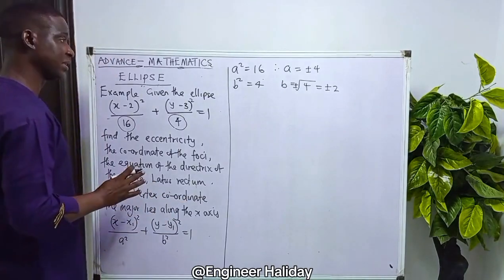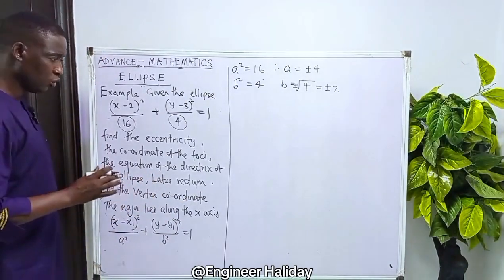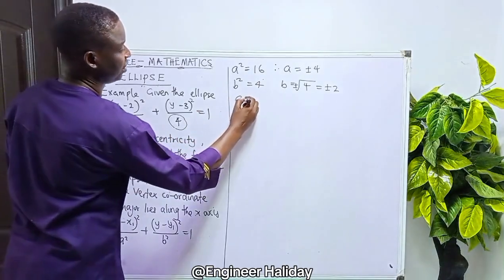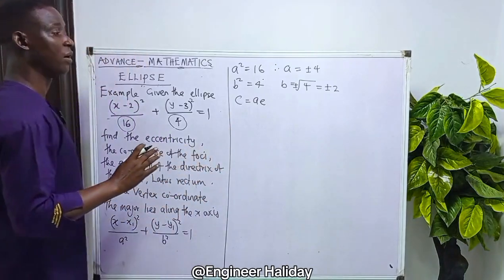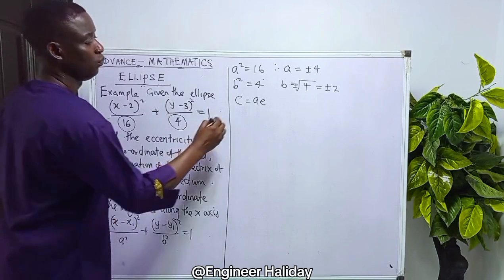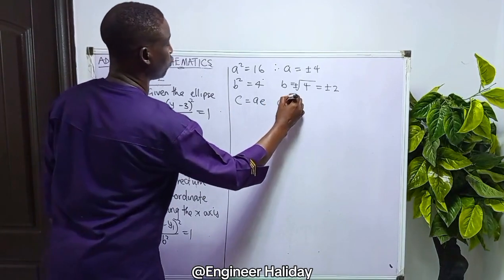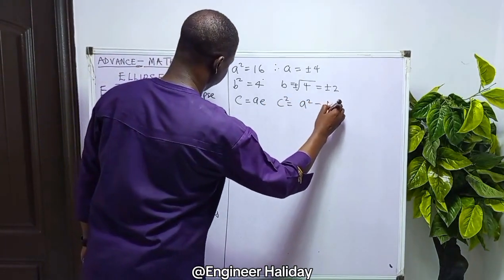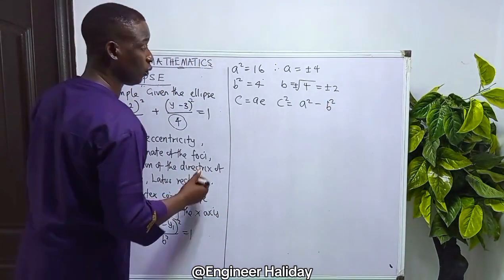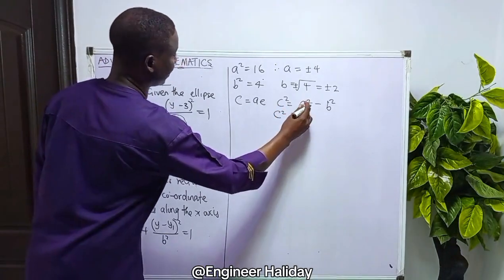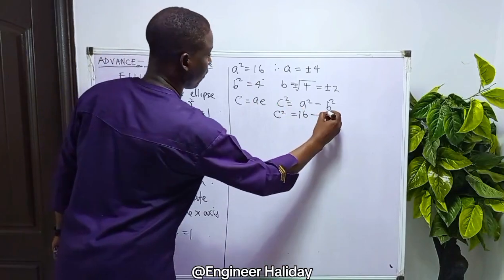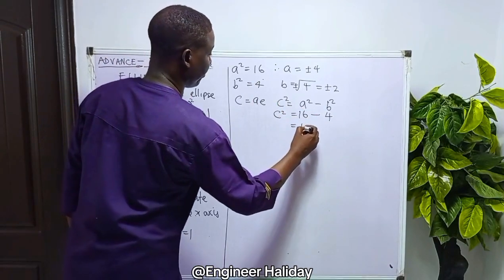So now after getting our major and minor, do you know we can get our c? There are two ways you can get your eccentricity. I told you c is equal to ae. We have gotten our a, but we don't know our e. We can get c by using c square equal to a square minus b square. I gave you this formula in our last video: focus square equal to major square minus minor square. So c square equals 16 minus 4, which is 12.